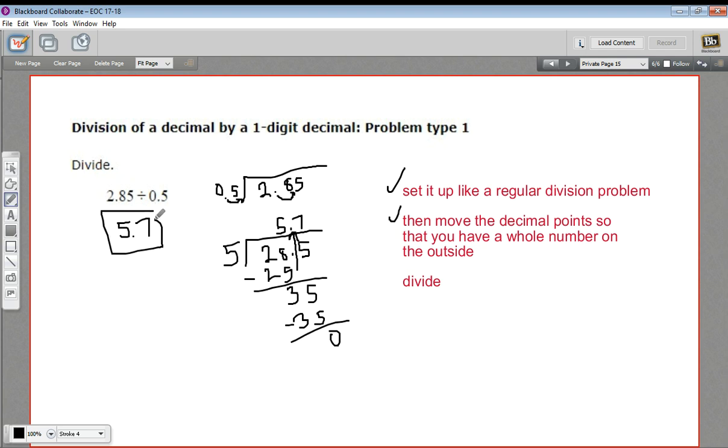You can always plug this into your calculator to check your work, but if you have to do it by hand, this is the method to do it with.